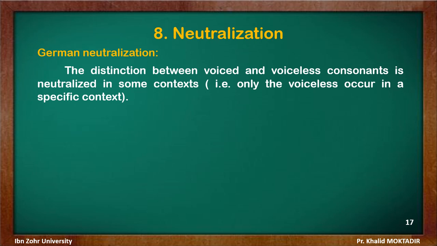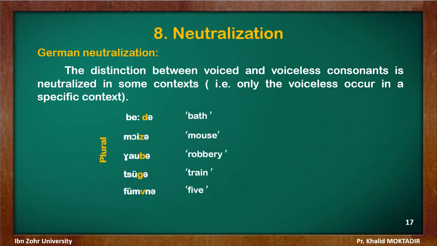In German, only the voiceless sound occurs in word final position. Look at the examples: Bäder, Mäuse, Raube, Züge, and Fünfner. Now look at the voiced sounds in these words. When in final position, they all become voiceless.